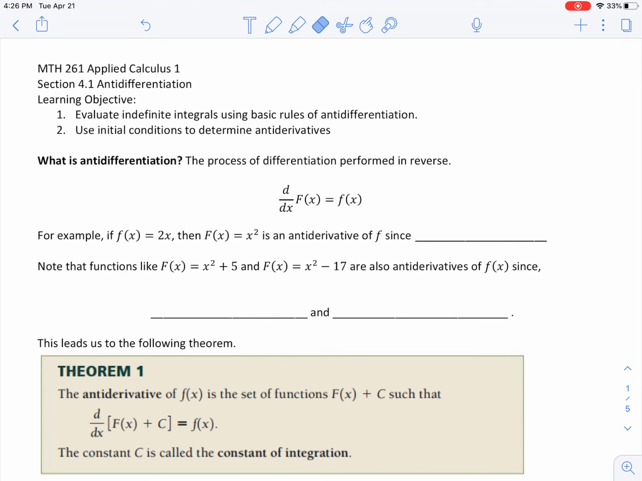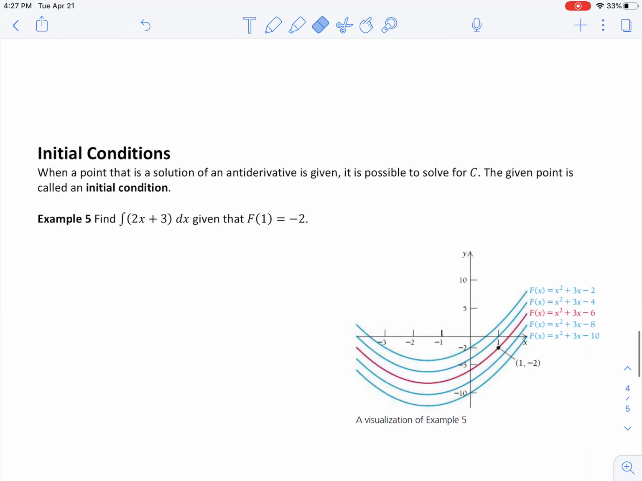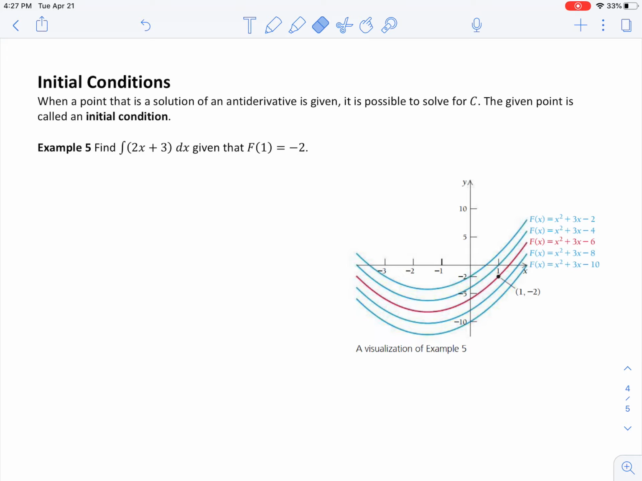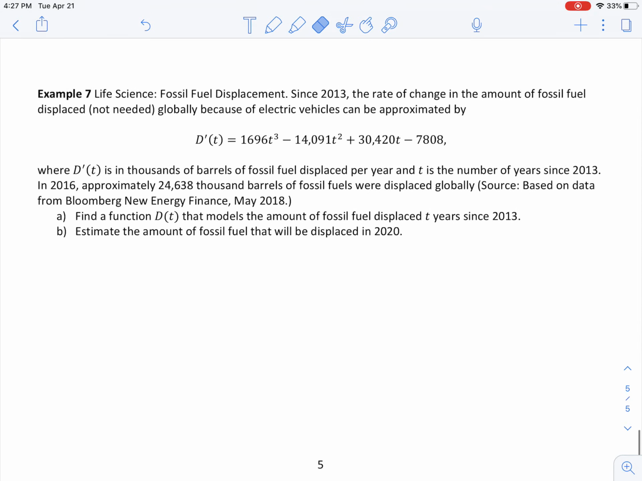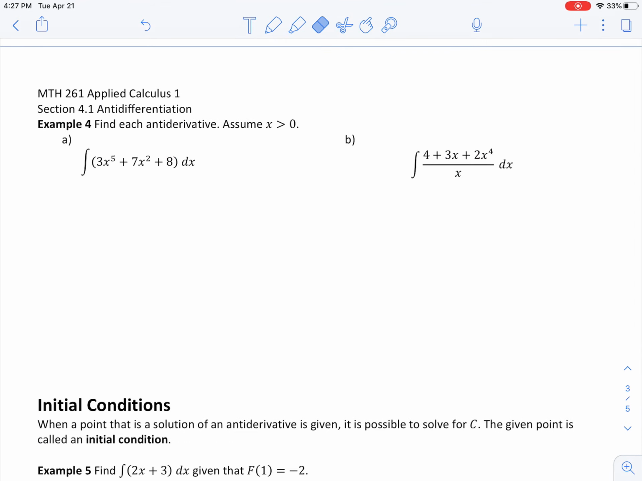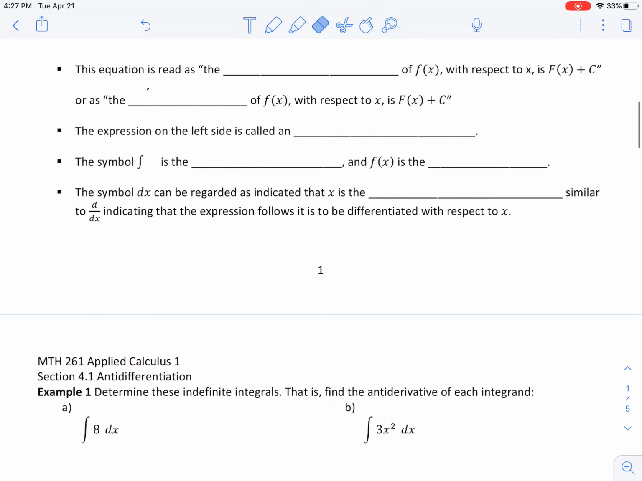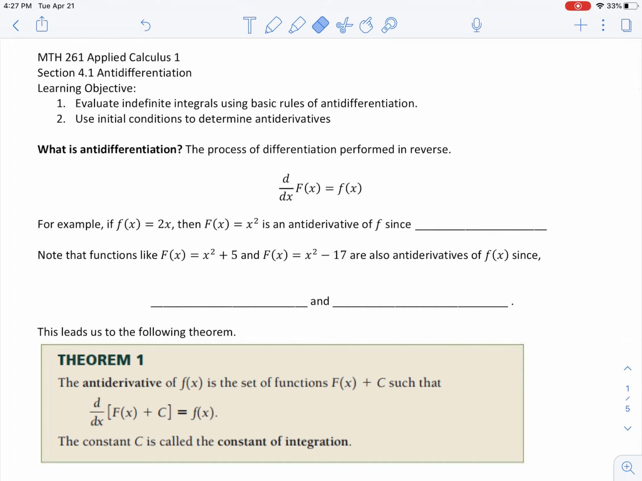Alright, let us go over section 4.1, anti-differentiation in this video. This one's a little bit longer, so I'm probably going to stop after going over the first learning objective. I'll go over evaluating indefinite integrals using basic rules of anti-differentiation, and then I will come back and start from initial conditions. This one will be a little bit shorter. But I got about 7 examples in total in this video. Let me go over the first 4 with you, okay?